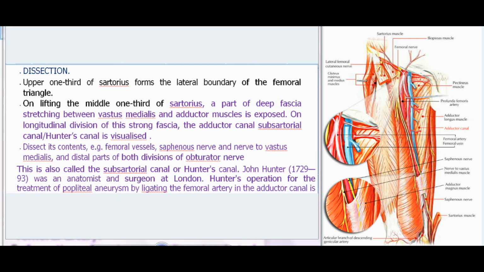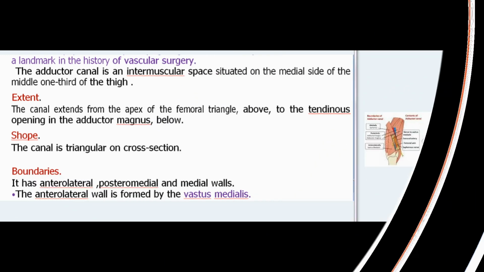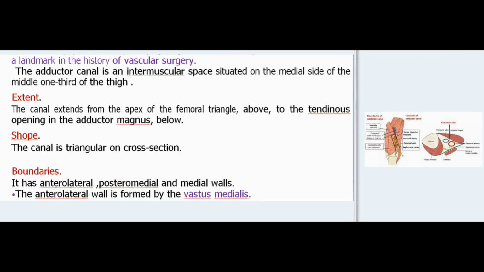John Hunter, 1729–93, was an anatomist and surgeon at London. Hunter's operation for the treatment of popliteal aneurysm by ligating the femoral artery in the adductor canal is a landmark in the history of vascular surgery. The adductor canal is an intermuscular space situated on the medial side of the middle 1/3 of the thigh.